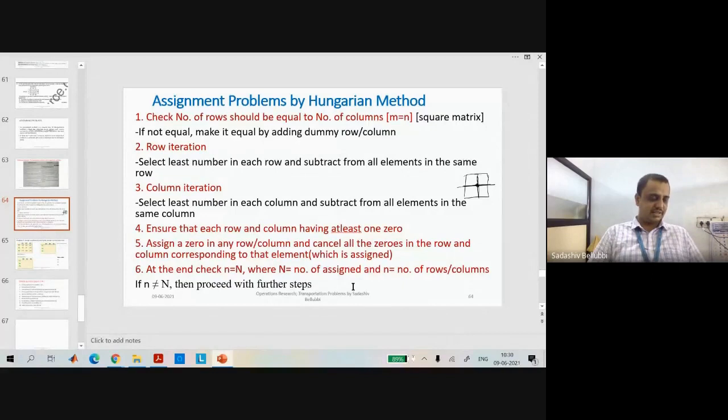Again we need to draw the horizontal and vertical lines. Again we need to add and subtract. So these are the steps to be followed in the Hungarian method. Likewise, we can solve the assignment problem.